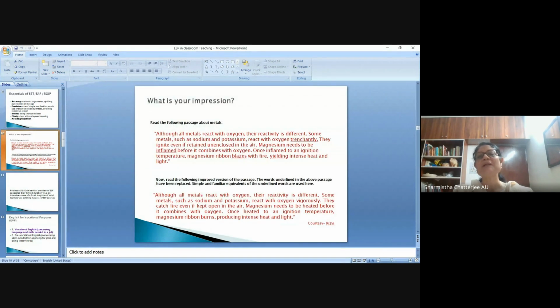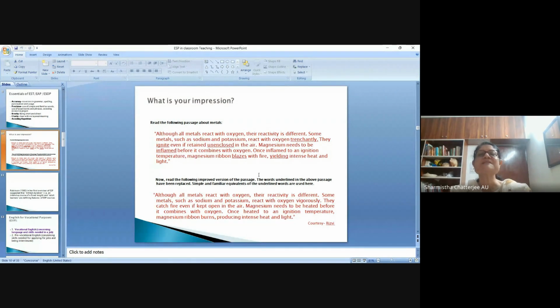And this is a small sort of exercise. Again, I pick up something from chemistry. And this is basically, look at the register. When we talk about the register in a language, we talk about a particular kind of language which is associated with a particular subject. So again, ESP, English for specific purposes.